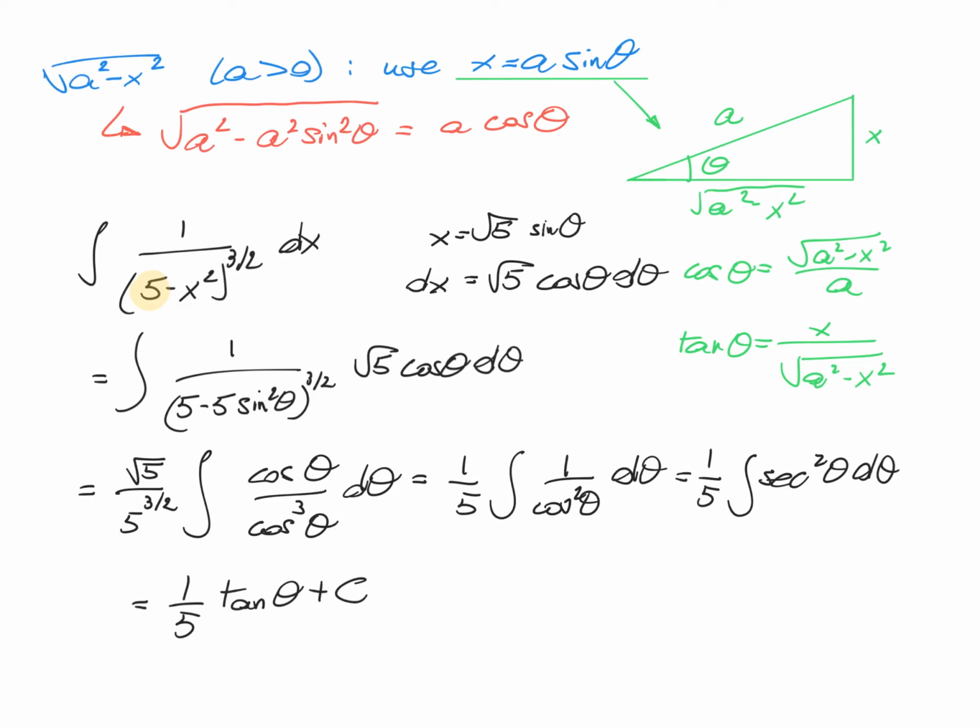Here we need the tangent, so the tangent is x divided by the root of a squared minus x squared. So finally my integral becomes 1 over 5 times x divided by the root of 5 minus x squared, plus a constant.